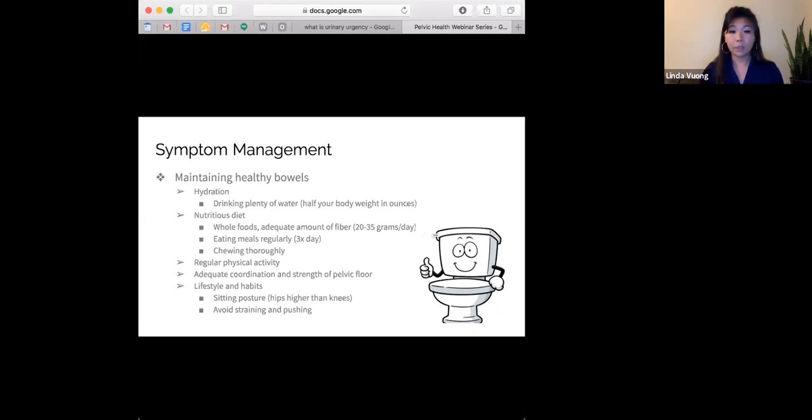Physical activity for motility and coordination of the pelvic floor. So again, if I have an urge and I need to walk from here to the restroom, my pelvic floor has to squeeze to not let anything out. But also when I do sit down, I need to be able to relax enough to allow the sphincter to open and allow the contents to escape. And as well as lifestyle and habits.